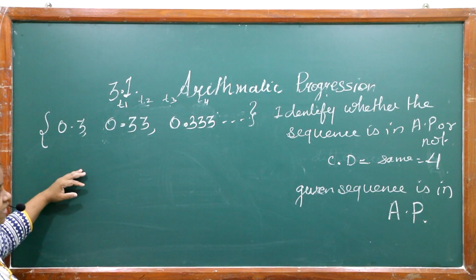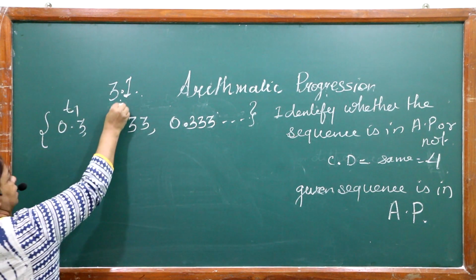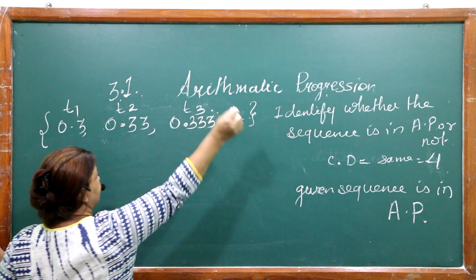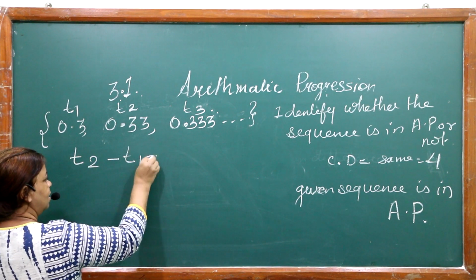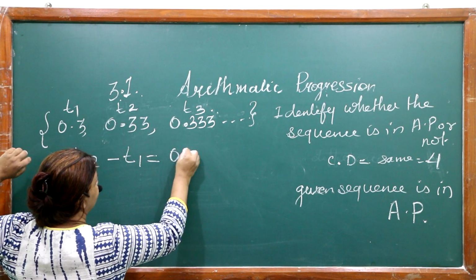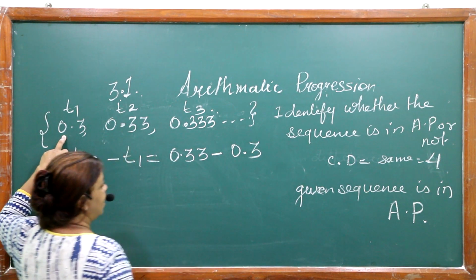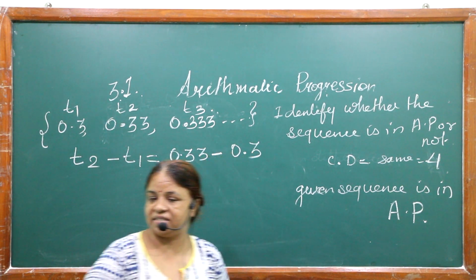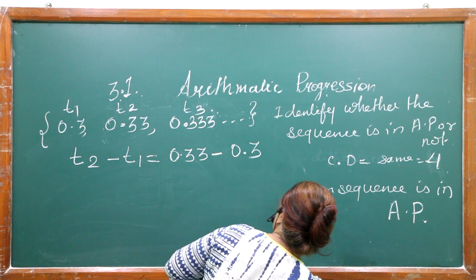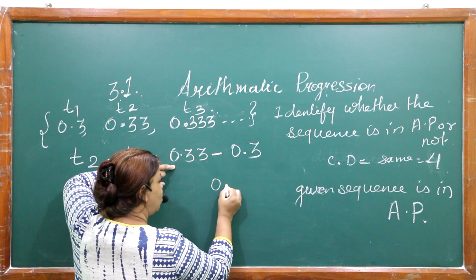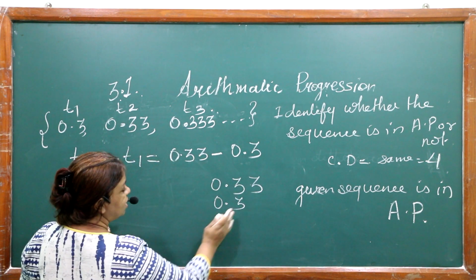Okay. Now let us see whether it is in AP or not. As we know, this is term 1, this is term 2, this is term 3. Okay. So to find out the difference, T2 minus T1. What is T2? 0.33 minus term 1, that is 0.3. Now here, children, I know you all make a mistake, and that is in subtraction. Most of the children make mistakes in subtraction. This is 0.33, and I want to subtract 0.3 from it.